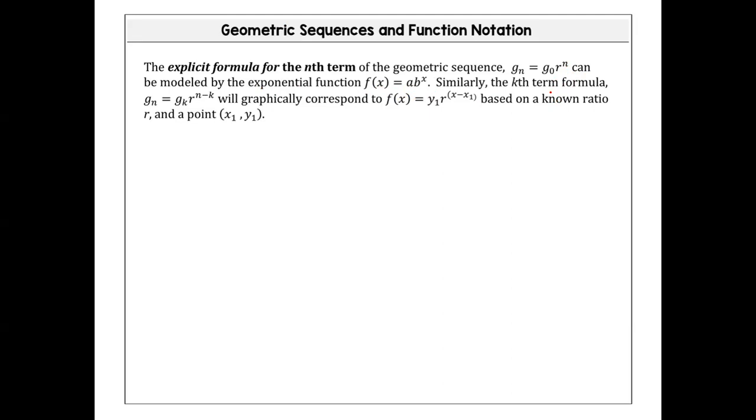Similarly, if you are not starting with g sub 0, you're starting with g of n equals whatever term you're starting with, times the ratio to the n minus that term's index. Even if it's 0, it's still going to be n minus 0. So this is your overall geometric sequence rule. How is that equivalent to your exponential? It's y1 times r to the x minus x1. That's its equivalent form as a function. R is still your ratio. How are you changing? Your ratio is what you're multiplying by.